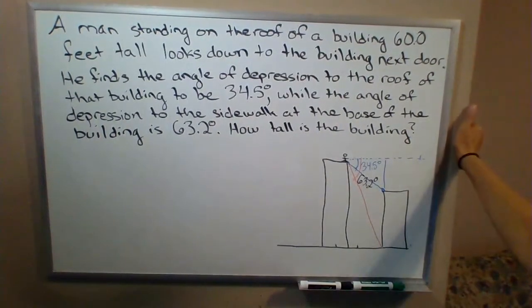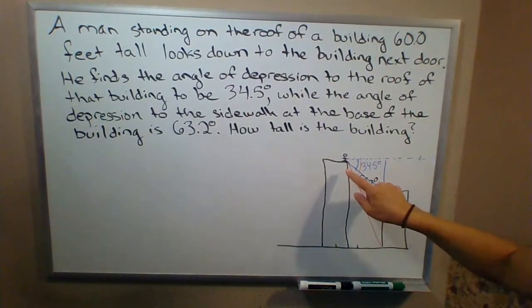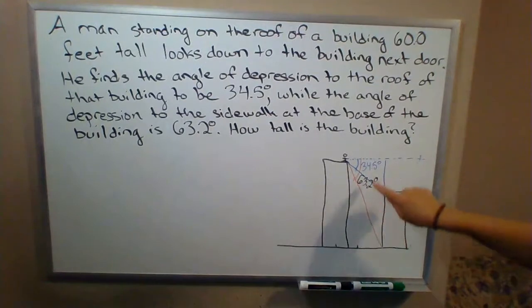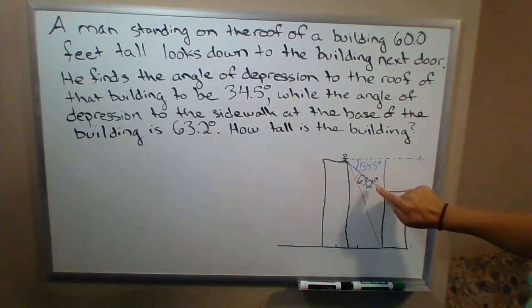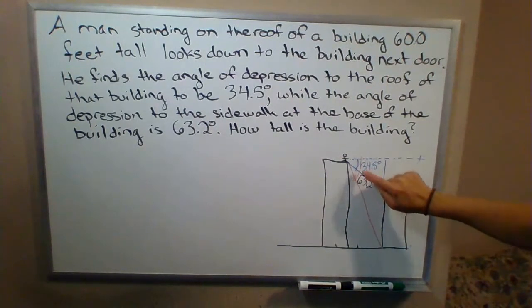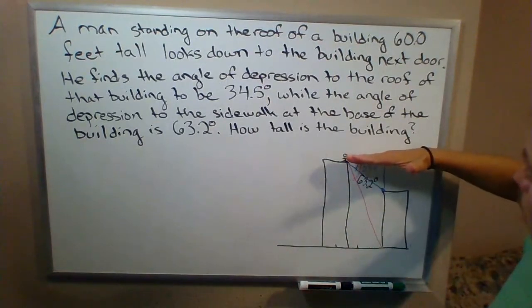So here's a word problem using right triangles. This one says that a man standing on the roof of a 60-foot tall building looks down at the building next door. He finds that the angle of depression to the roof of the building next door here is 34.5 degrees. Now notice, angle of depression is always measured from the horizontal.